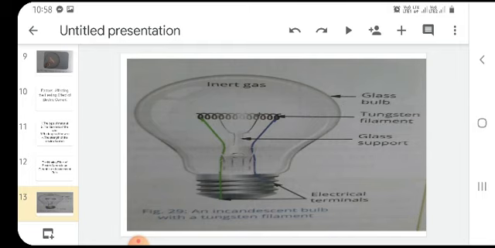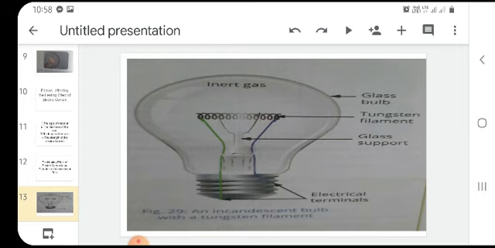So here is a diagram, dear students, you can see on your screen. It is an inert gas, meaning argon and nitrogen are filled inside the bulb. The outer cover is known as the glass bulb. Inside, in the middle of the bulb, there is a filament made up of tungsten. It is coiled because it takes less space, and it is held with a glass support, and the outer part has the electrical terminals. This is the structure of a bulb, how a bulb is made up.